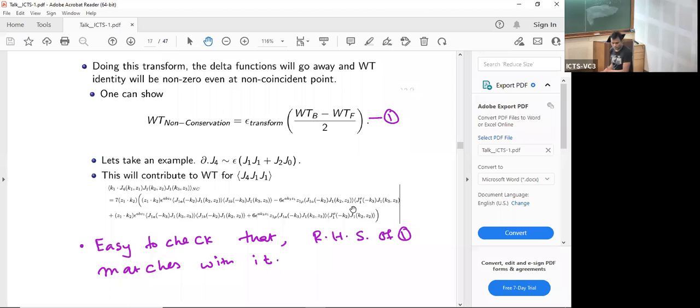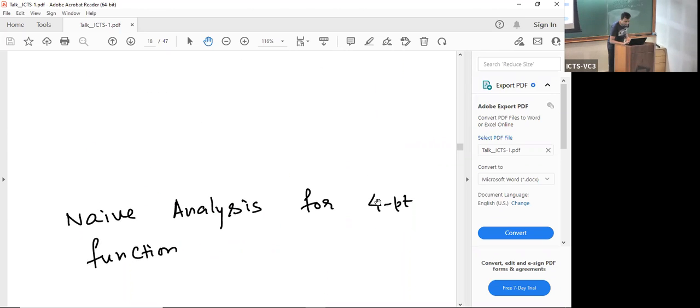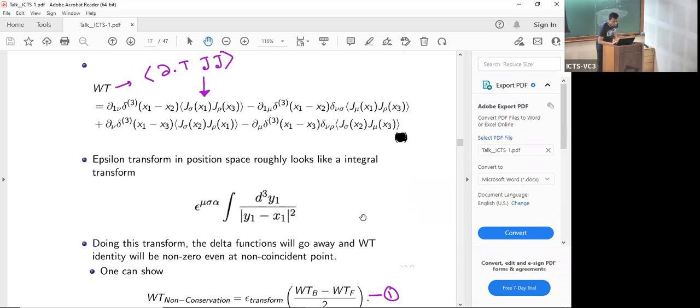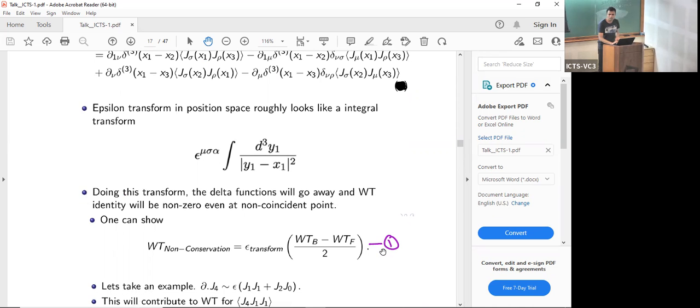I forgot what the epsilon transform was. Maybe I have actually written it here. In momentum space it is epsilon times k. That's okay. That 1 over k1 epsilon. Yeah.